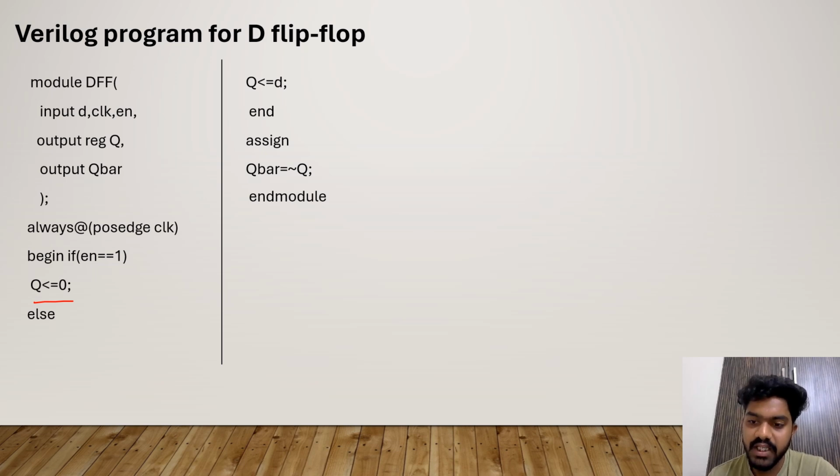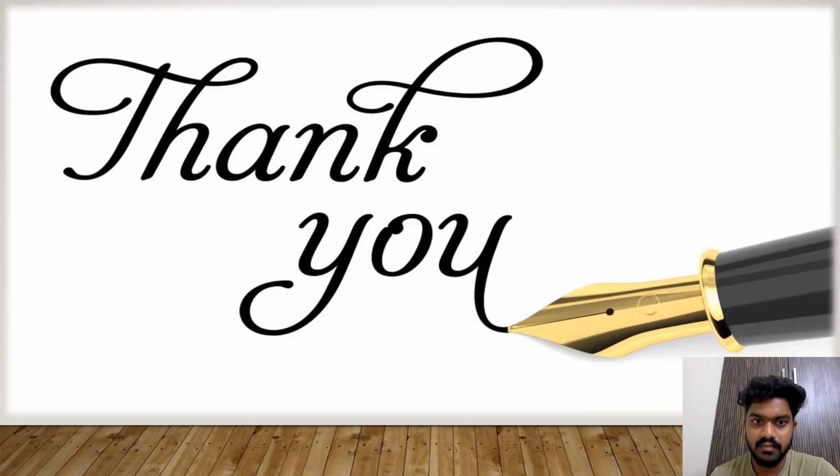So if we are providing 0, then the output is 0. If we are providing 1, the output is 1. So we will be assigning this way, and we have stored the output in Q, that is assigned to Q bar. And this is the end of the module.